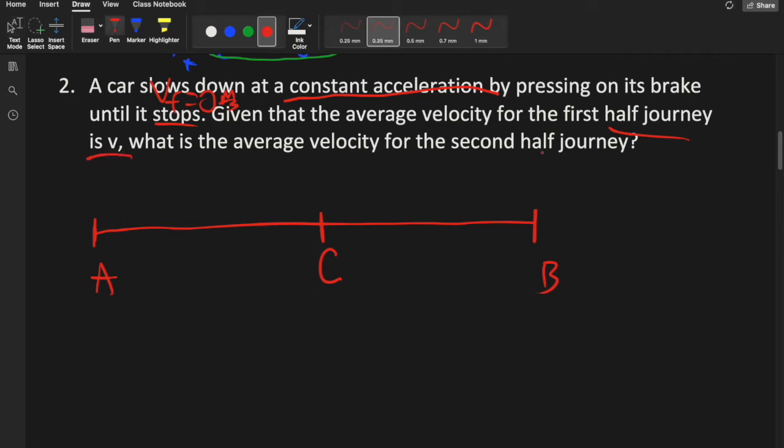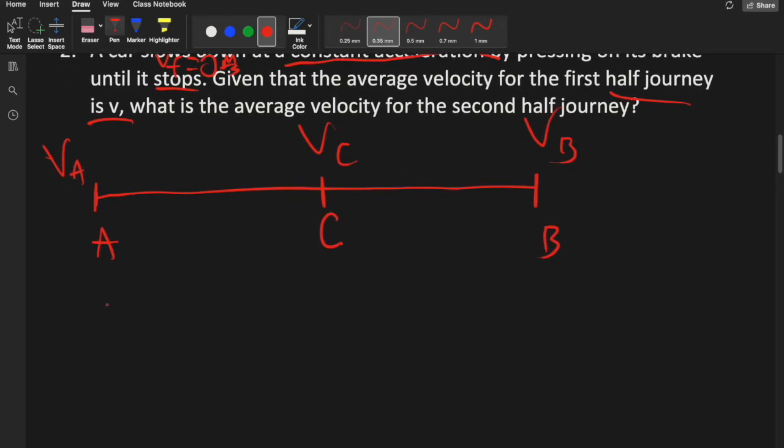It says the average velocity for the first half journey is v. So I'm going to write VA at point A, VB at point B, and VC at point C. So we know average velocity v must be equal to VC plus VA divided by 2, right? This is the average velocity.